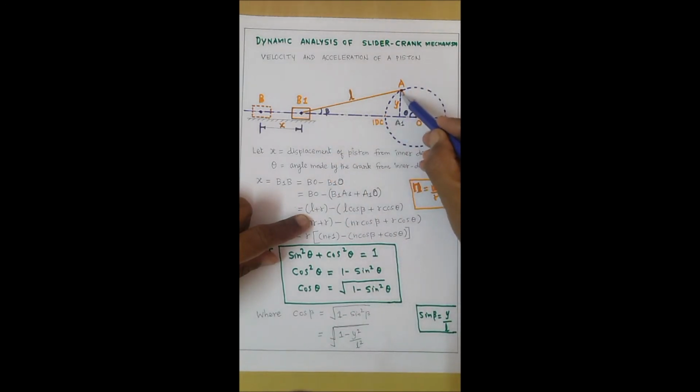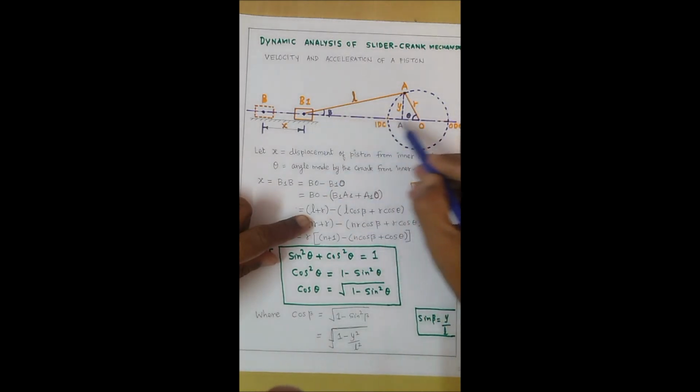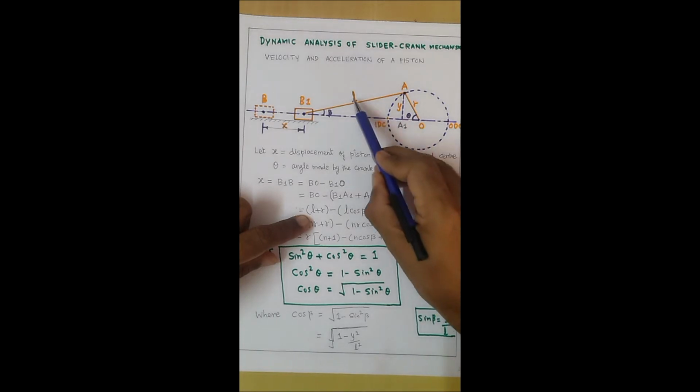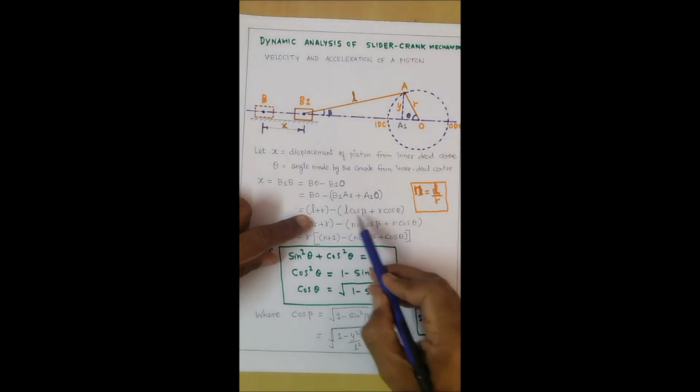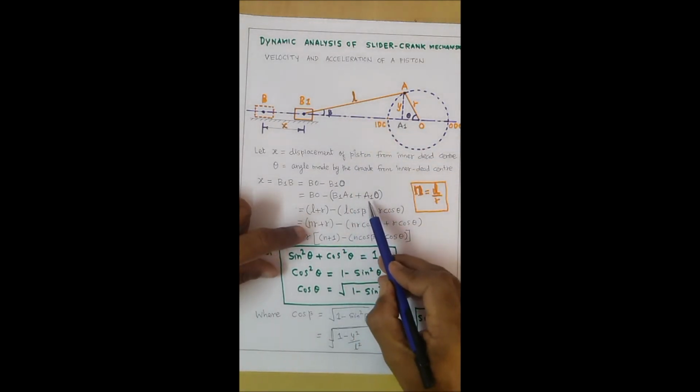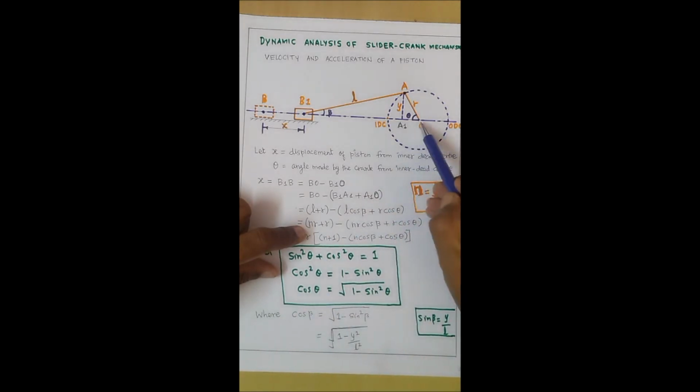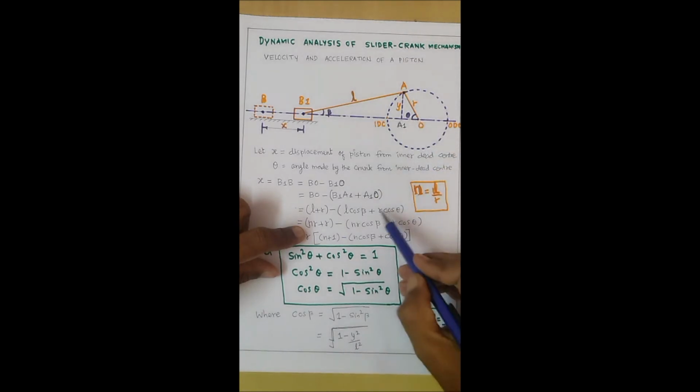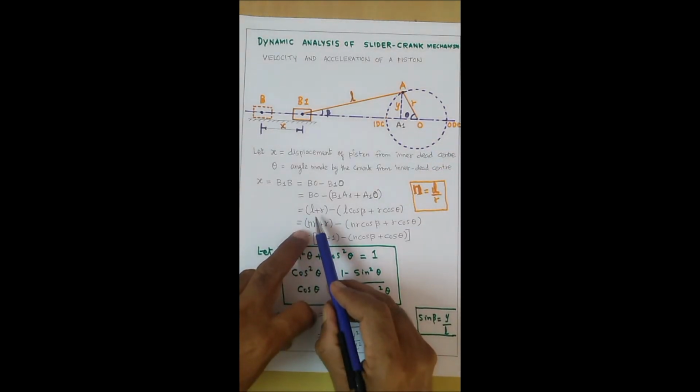Now you take this triangle. So what is B1A1? B1A1 is L cos beta. That is L cos beta plus A1O. What is A1O? A1O is R cos theta. Using the trigonometrical relations, A1O is R cos theta. That is the adjacent side.